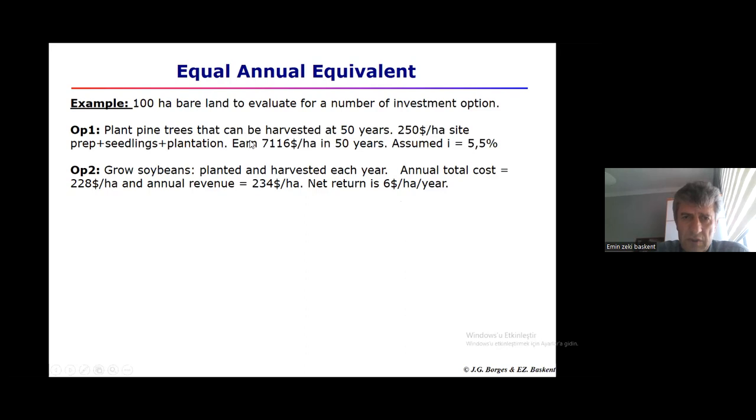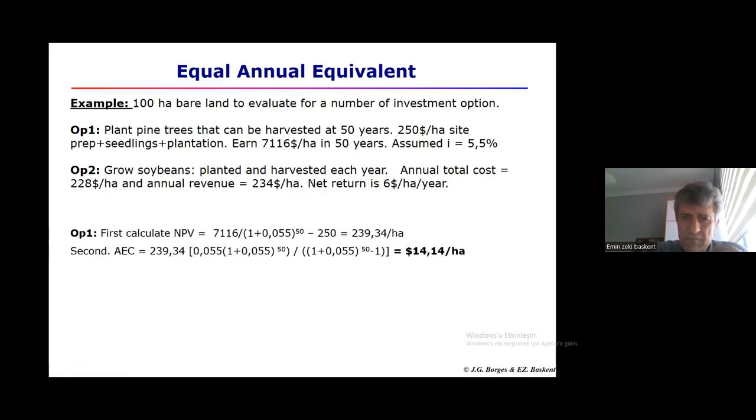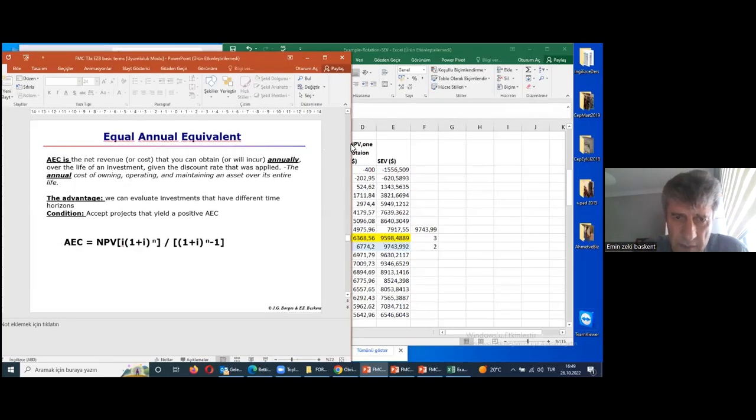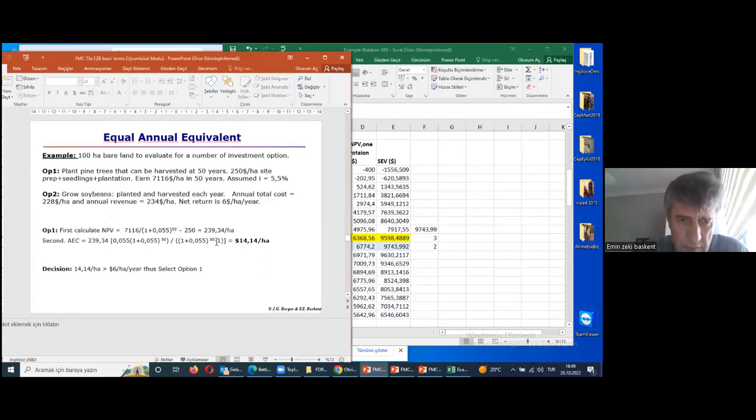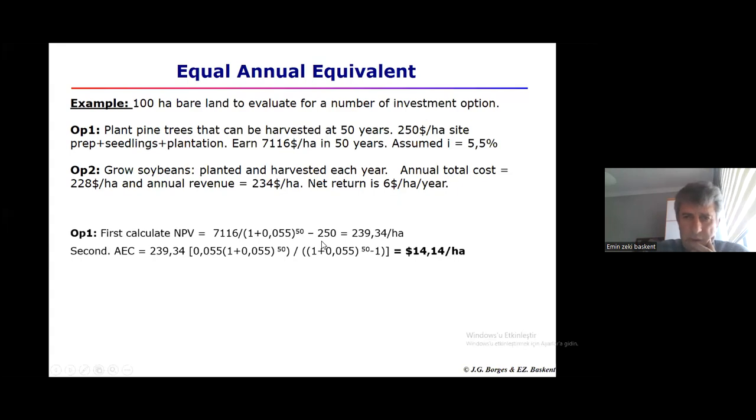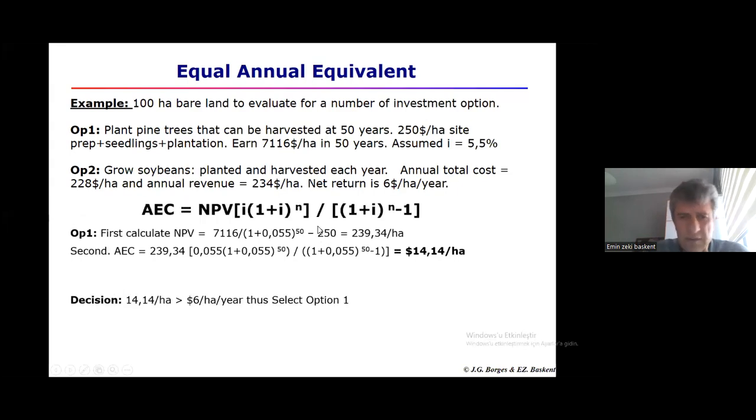We do not have that value in option one. So we'll have to calculate the annual equivalent cost of option one in order to arrive at a yearly net income, so that we can compare. So the formula was, we could just bring the formula over here in order to see it. This is the formula, and we'll use this formula in order to calculate the yearly flow.